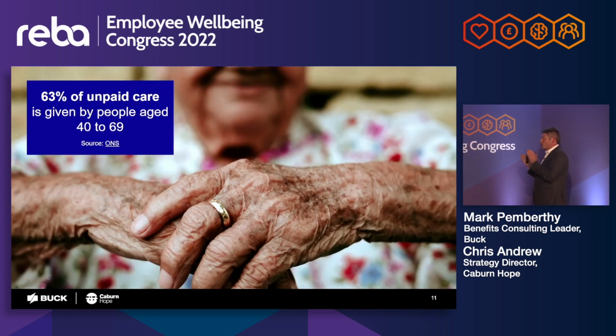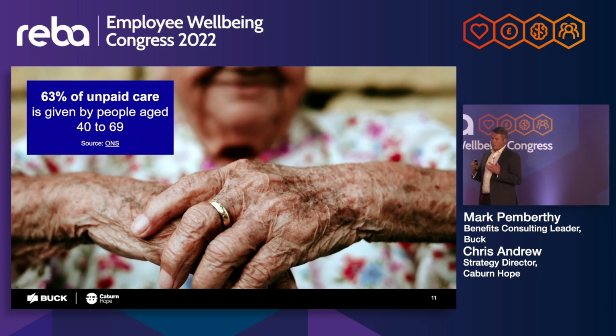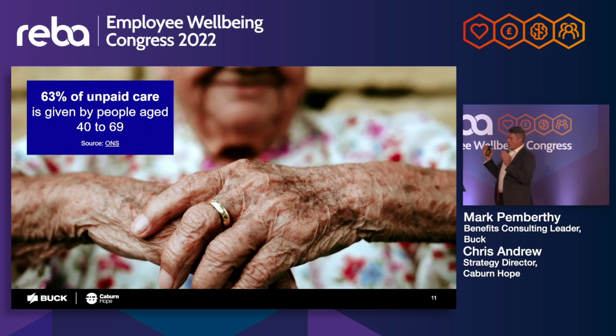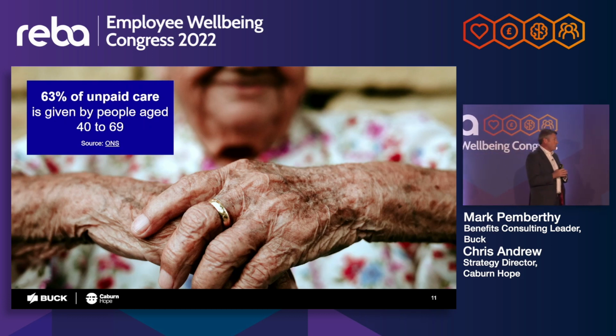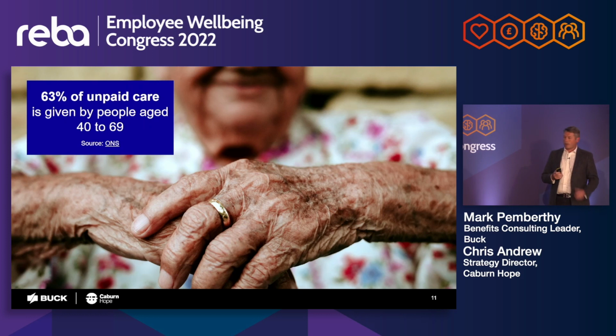And at the other end of the spectrum, 63% of unpaid care is given by people between the ages of 40 to 69. And it's estimated that 1 in 5 workers over the age of 50 will be providing unpaid care of some form or another.